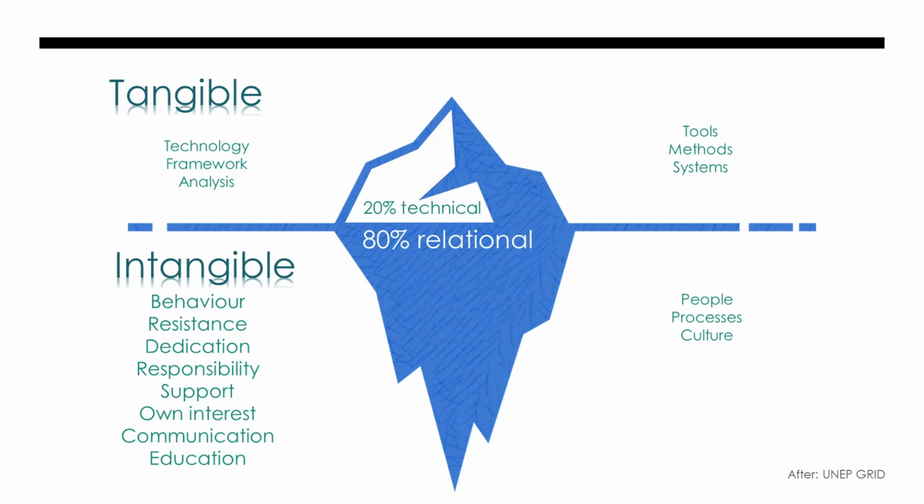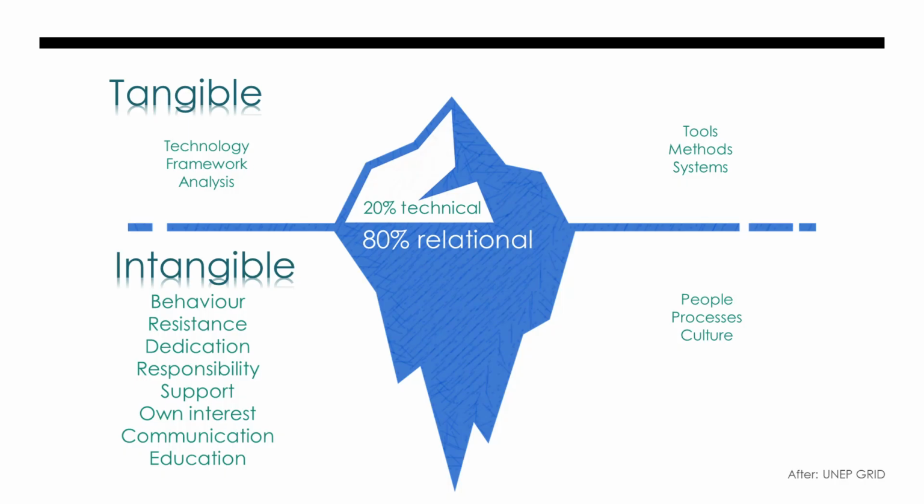But below the surface lies the other 80%, the relational, human and cultural factors that determine whether change actually sticks. It's about behavior, resistance and dedication. It's about communication, support and shared responsibility. It's about education, ownership and aligning interests. These intangible elements are harder to quantify, but they are essential. You can deploy the perfect software stack, but without buy-in, training and trust, it won't deliver impact.